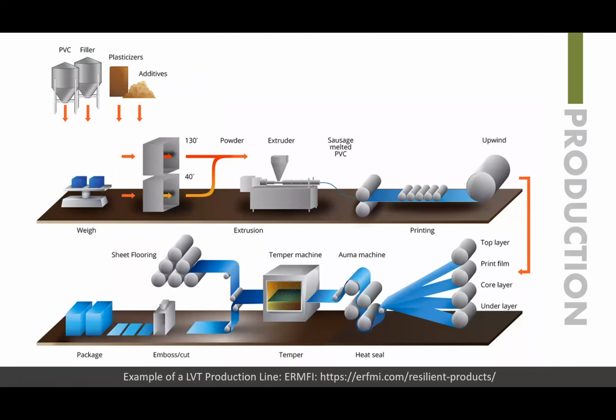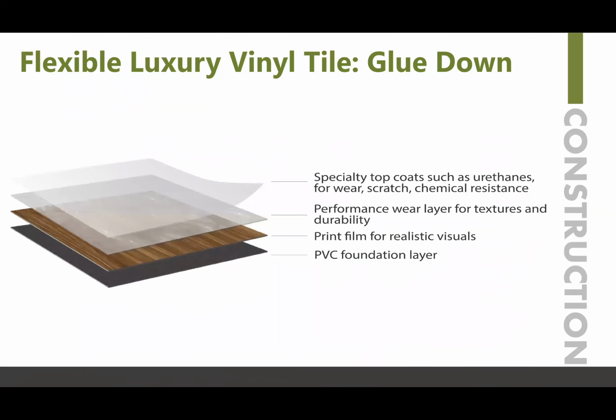This is an example of the production where you can see there are many layers: the top layer, the print film, the core layer, the underlayment, and how it comes together, goes through the heating process and creates sheet flooring that is then cut into various types of tiles. There's also a glue down version as well as a loose lay version of flexible luxury vinyl tile. It has a PVC foundation layer, the print film for realistic visuals, and a performance wear layer, which is how the textures and durability are added to the product, and then specialty coatings on the top.